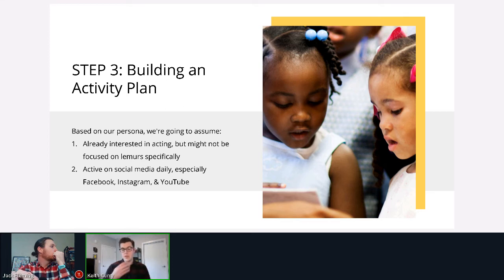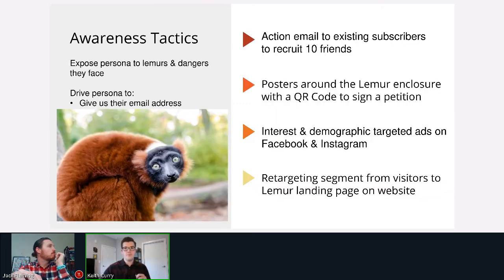Maybe what we saw in the interests, that they're looking into climate change and other issues, but they're not focused on lemurs specifically. We're also going to assume that they are active on social media daily, especially on Facebook, Instagram, and YouTube, and that's where we're really going to aim to engage with them.